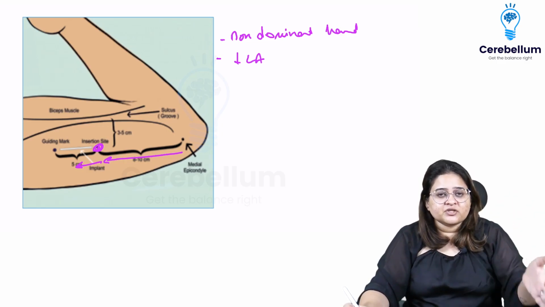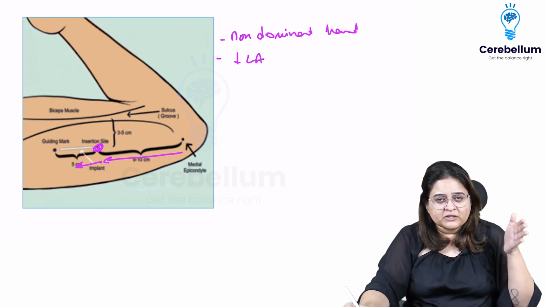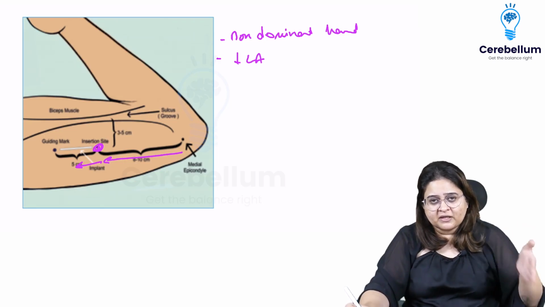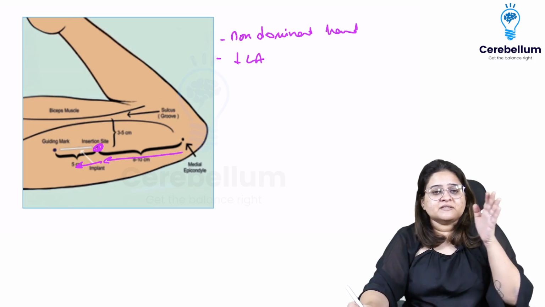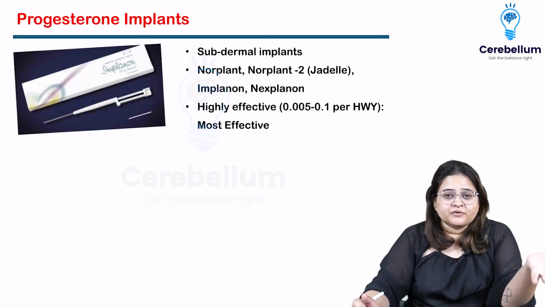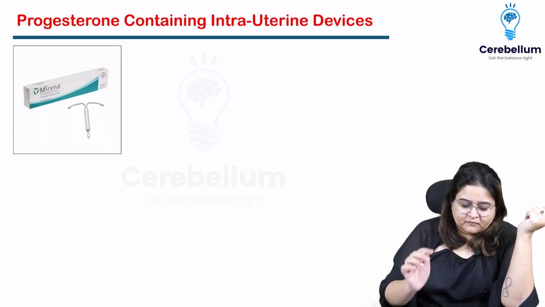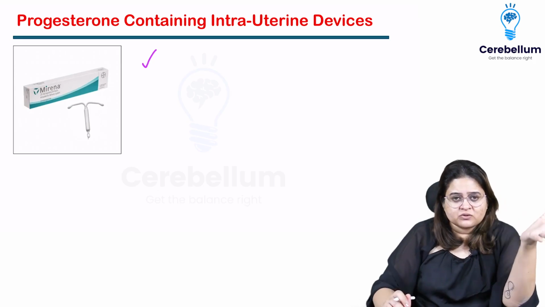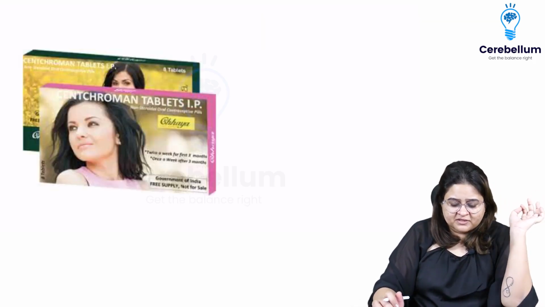Okay, and it is effective as soon as within 24 hours of application of the implant, and it has immediate return to fertility on removal. Now, the Mirena we have discussed in detail, so it has already been discussed, and I'm not discussing it here.